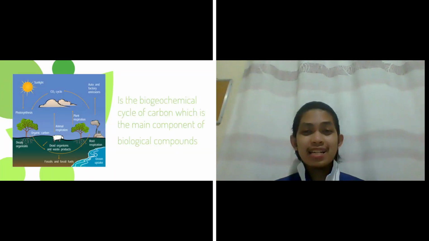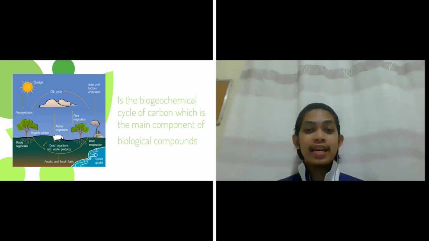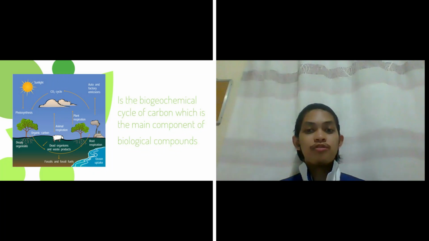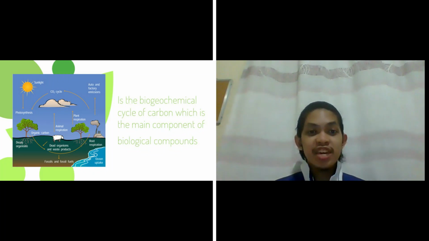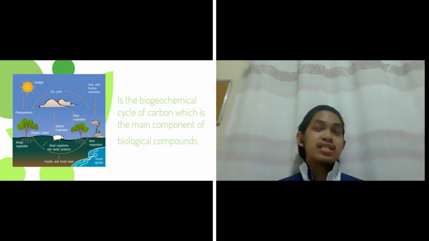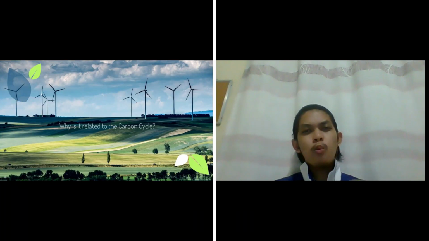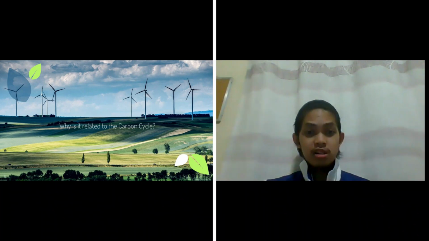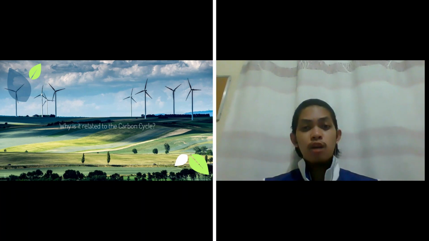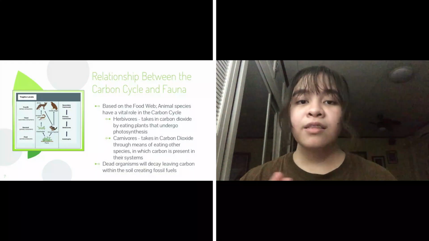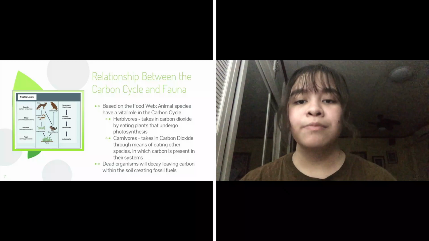So the carbon cycle is the biogeochemical cycle of carbon, which is the main component of biological compounds. So this means that carbon is one of the main components of living things like animals or the fauna. So why is the fauna or animals related to the carbon cycle? So, what is the relationship between the carbon cycle and the fauna?